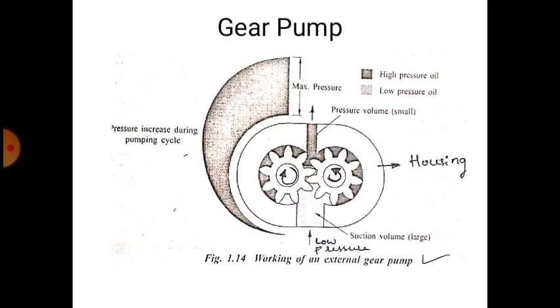So here, as the gears unmesh, volume increases, and it is going to suck the oil inside. And when the gears start to mesh, volume decreases, and it will start to discharge the oil. So you can see the pressure diagram. At the inlet, pressure is low. As the oil approaches the outlet port, the pressure is high.